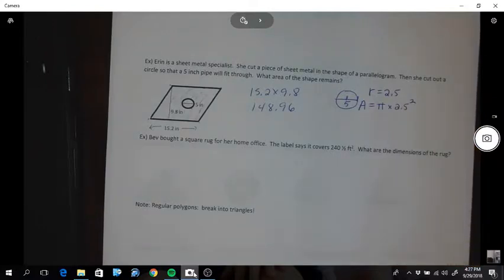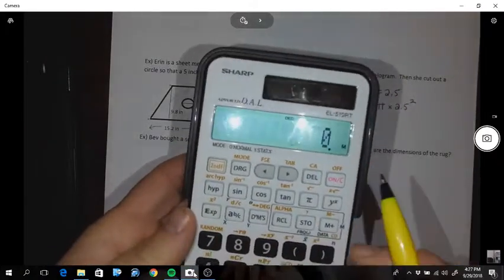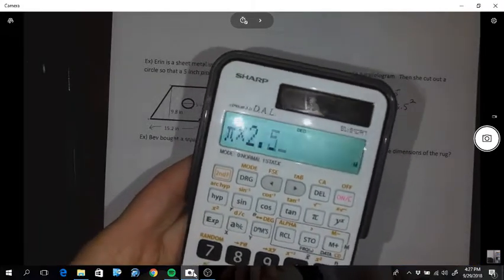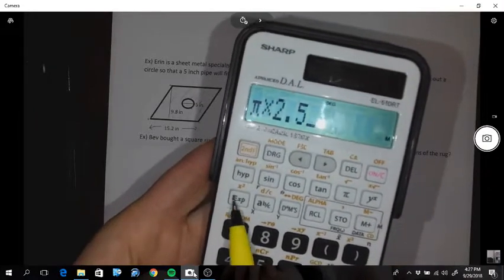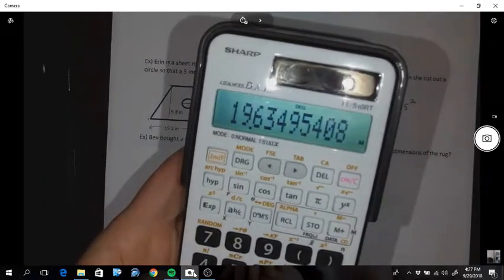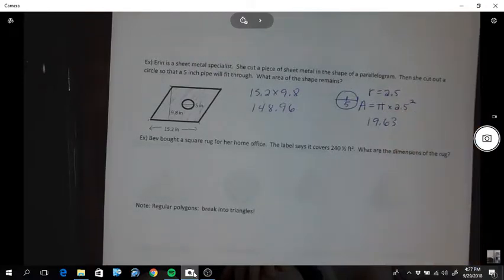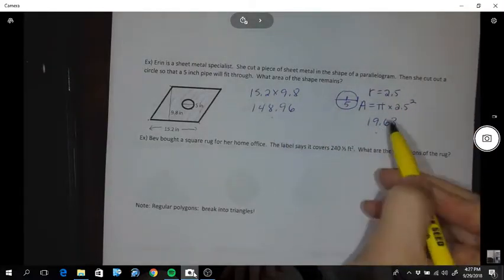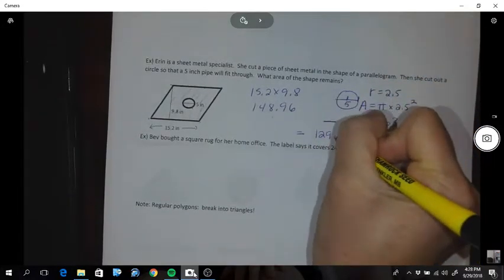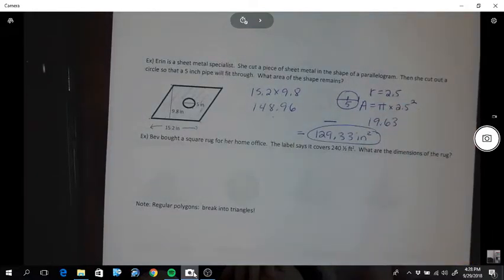Okay, let's see if you can find all those buttons on your calculator. Okay, so remember the pi button looks like this. Might be different for some calculators. Pi times 2.5. On mine, you can see that it would look like this, x squared. So the area of the circle is 19.63. So we are going to have to take the parallelogram, subtract the circle, and we get a total area of 129.33 inches squared, making sure units are properly labeled.